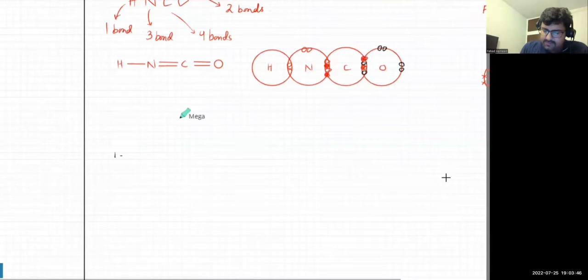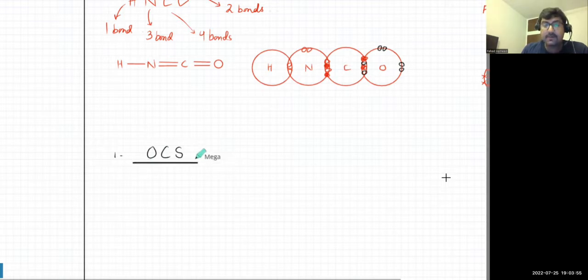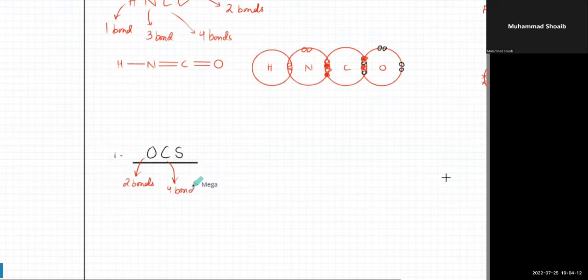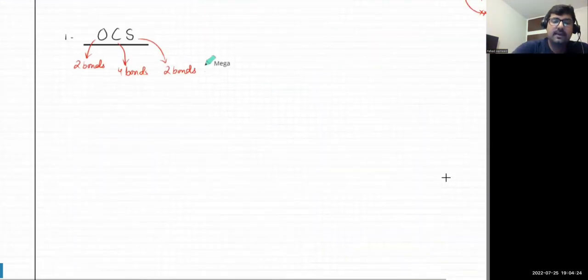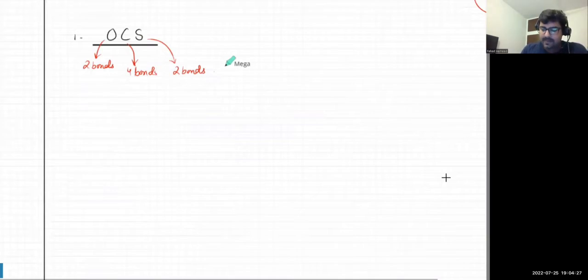So here's another question. I've got a molecule of OCS. That's the molecule, and I want to draw the dot and cross diagram. So oxygen is group 6. Group 6 means it makes 2 bonds. Carbon is group 4, so it's supposed to make 4 bonds. Sulfur is group 6 as well, so it makes 2 bonds. In this case, how would the molecule look?